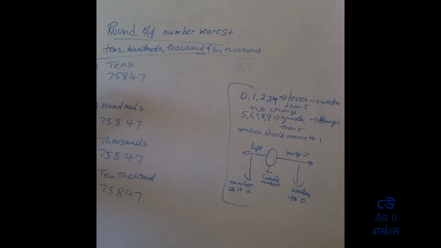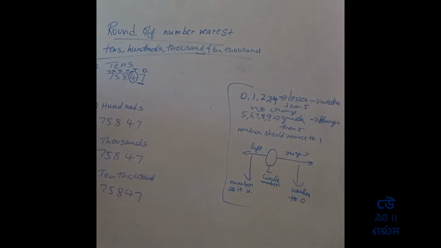This is the number they have given and told us to round off the numbers to the nearest tens, hundreds, thousands and 10,000. So the first question is to round off the number to the nearest tens. First you write the place value: ones, tens, hundreds, thousand and 10,000. As they have asked for the tens place value, circle the tens place value and consider the right side of that circled number.